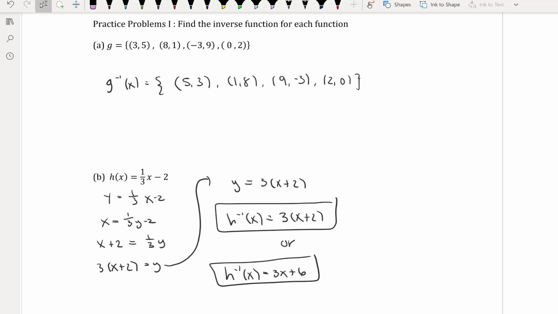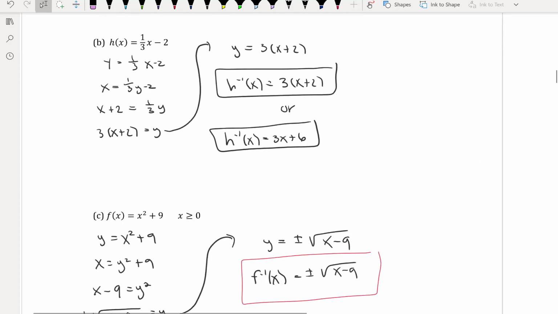Okay, so for these first problems, part A, since they are just ordered pairs, x, y, then I switch them around and that is my inverse function. For part B, I follow those 4 steps, so I changed it to a y notation, I switched my x and y, I solved for y, and then I switched back to that inverse notation. So h inverse is equal to 3 parentheses x plus 2, or if you feel like distributing, h inverse is equal to 3x plus 6.